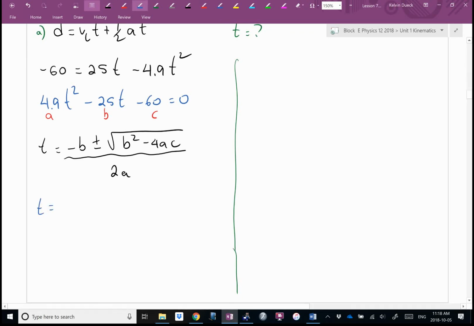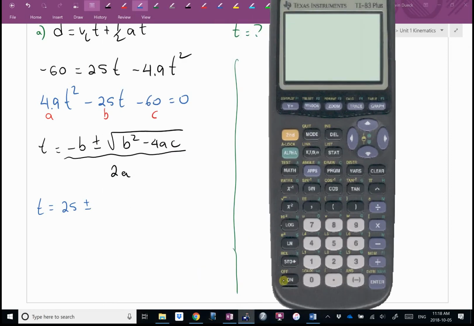What's b? So what's negative b? So I'm going to put b is negative 25. So negative b would be negative negative 25. Write that. Plus or minus. And then what I typically would do is I would do b squared minus 4ac on my calculator right now. So I would get my calculator out. And I would go b squared. If you don't put this negative in brackets, you won't get the correct answer because your calculator won't know that you need to square the negative. Minus 4 times a times c.